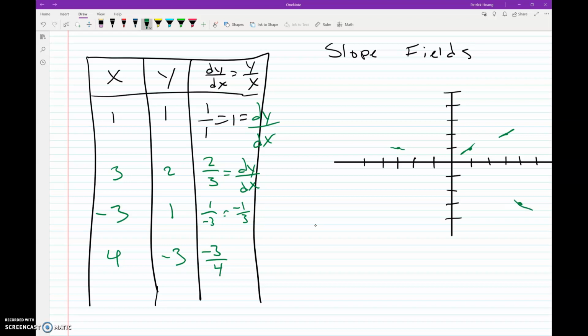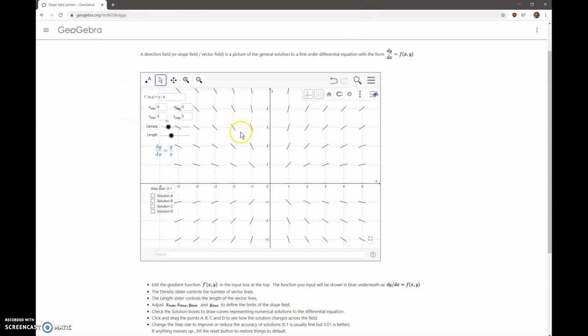We can keep doing this process. We can keep substituting in values into our differential equation and graphing the slope. This is what a slope field is. So let me pull up a more completed slope field. This is our slope field. If we were to pick a ton of points, this is what our slope field would look like.